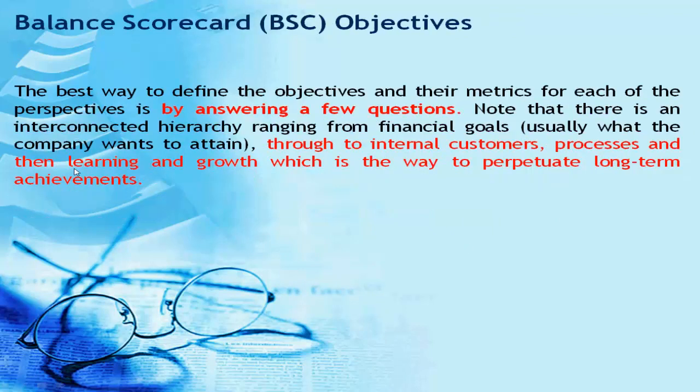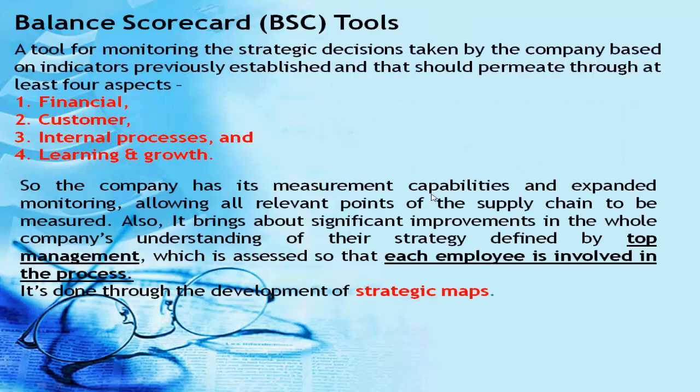Balanced scorecard objectives. The best way to define the objectives and their metrics for each of the perspectives is by answering a few questions. Note that there is an interconnected hierarchy ranging from financial goals, usually what the company wants to attain, through to customers, internal process, and then learning and growth, which is the way to perpetuate long-term achievements.